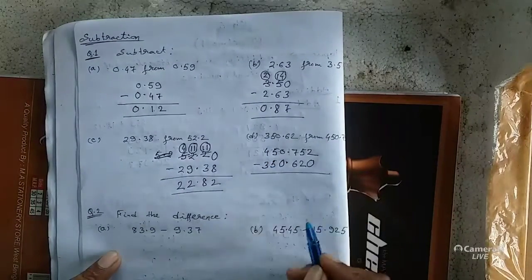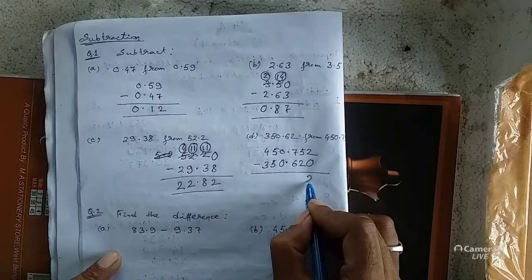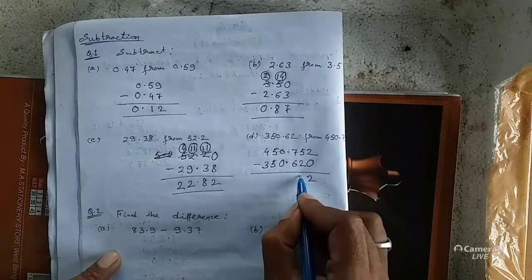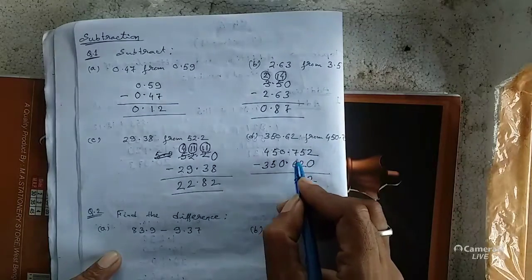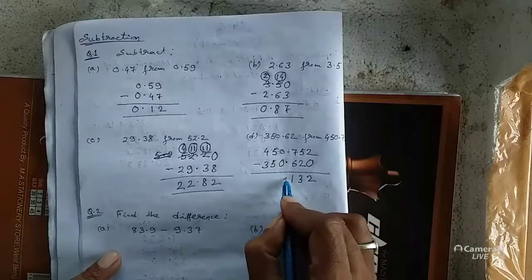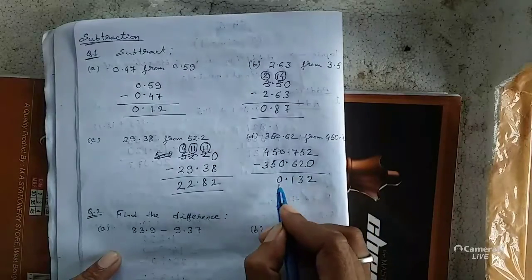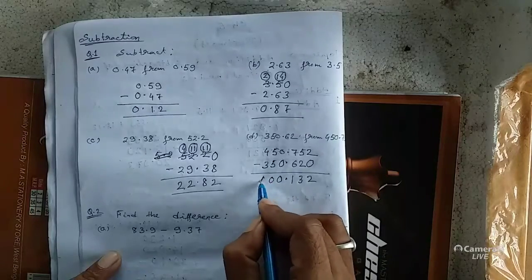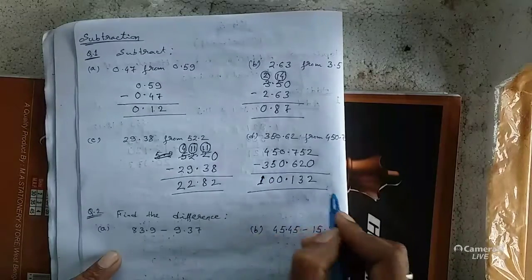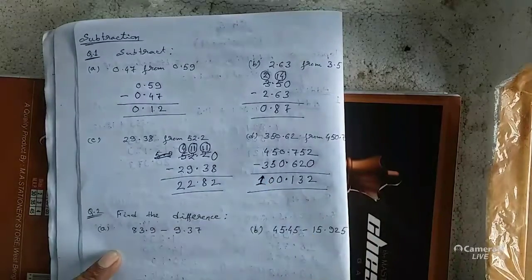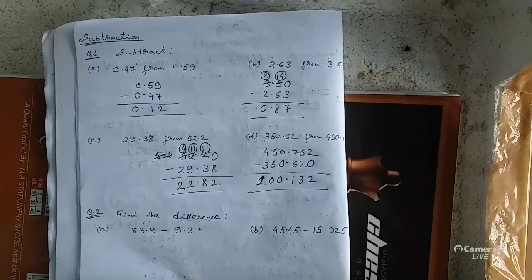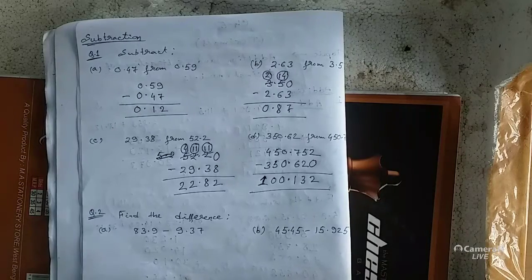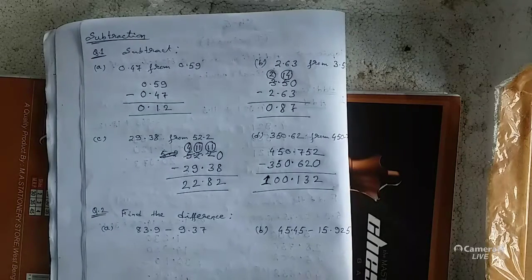Subtract: 2 minus 0 is 2, 5 minus 2 is 3, 7 minus 6 is 1, 0 0 0, 5 minus 5 is 0, 4 minus 3 is 1. So the answer becomes 100.132. So in this way we can subtract decimal numbers.